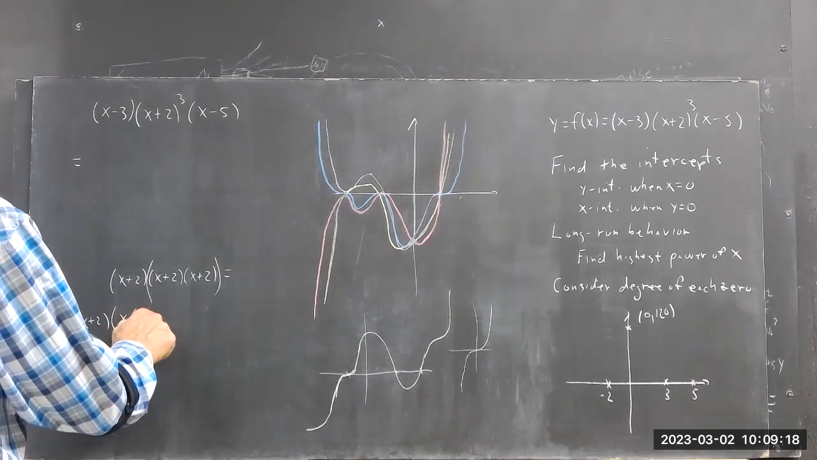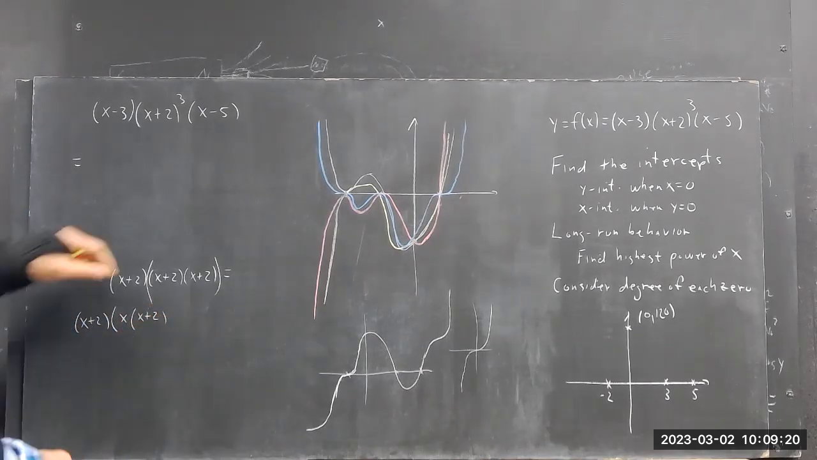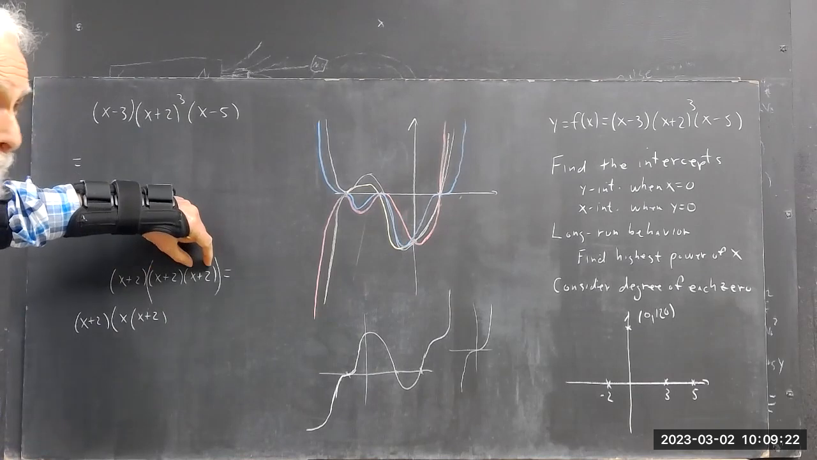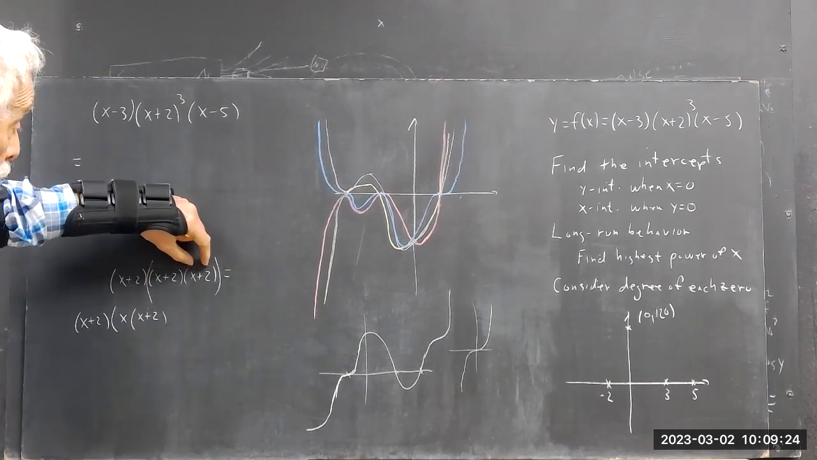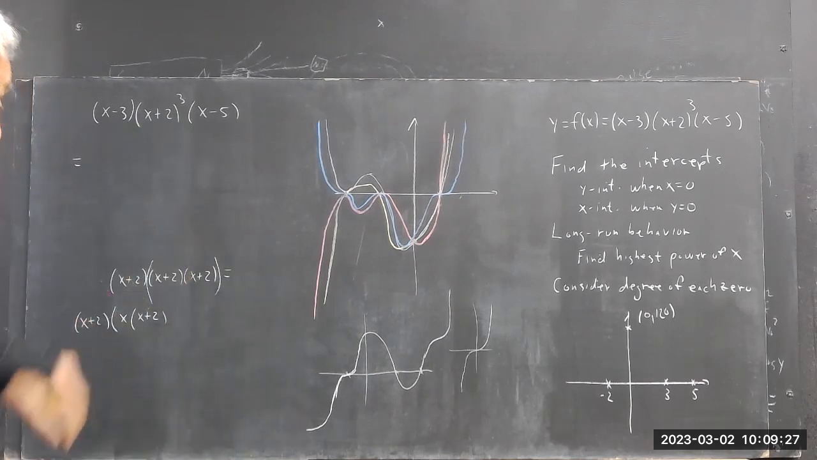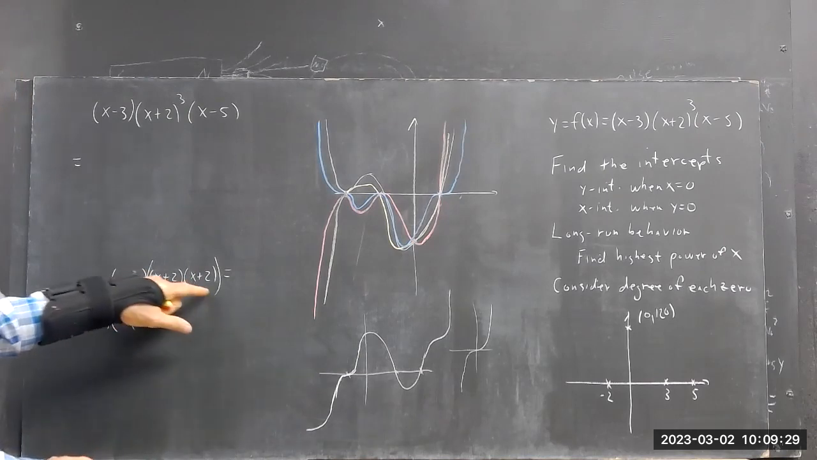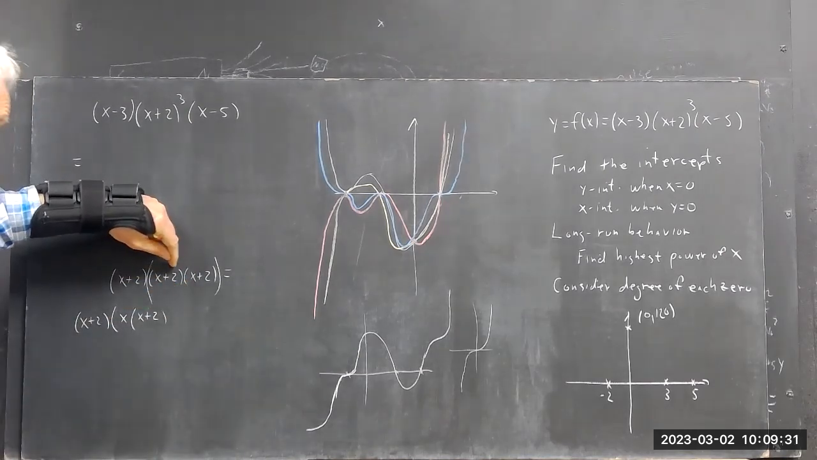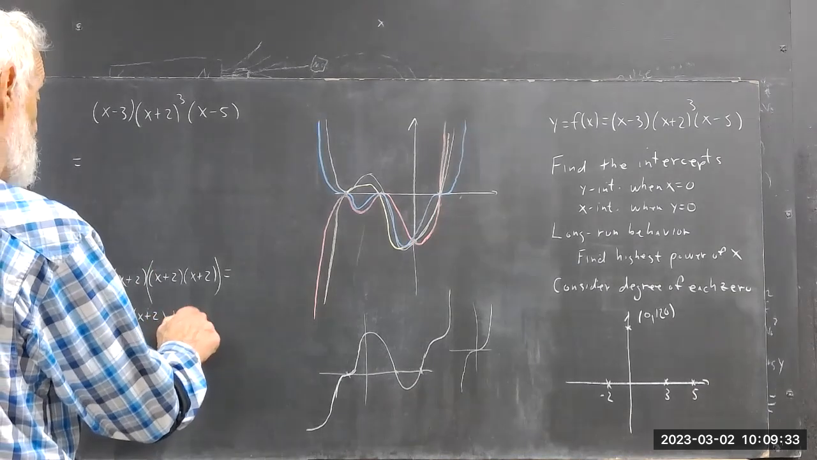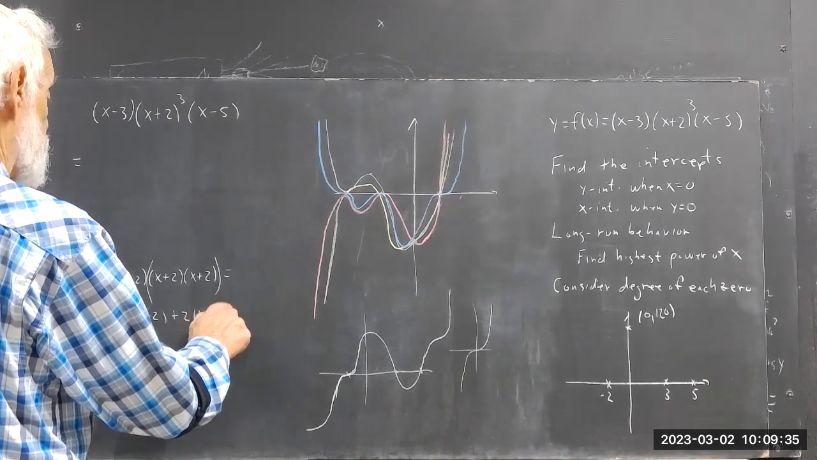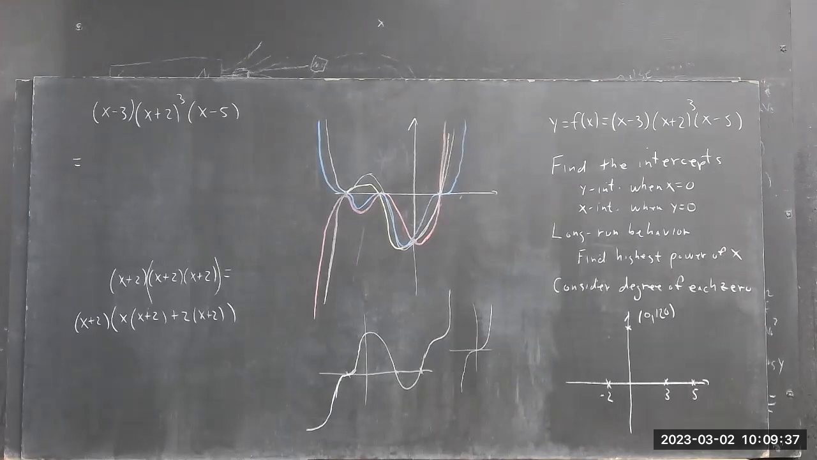times x multiplied by x plus 2, because x plus 2 multiplied by this thing is x times this thing plus 2 times this thing. That's x times x plus 2 plus 2 times x plus 2. That's a distributive problem. Okay.